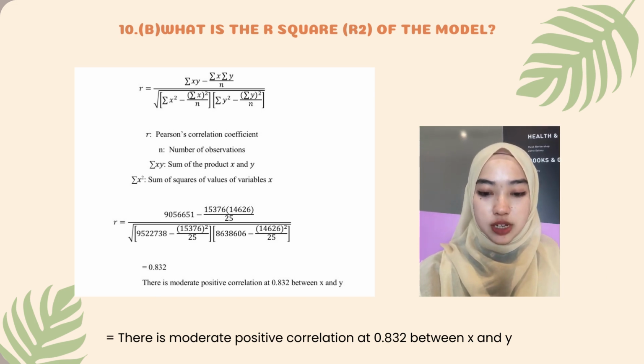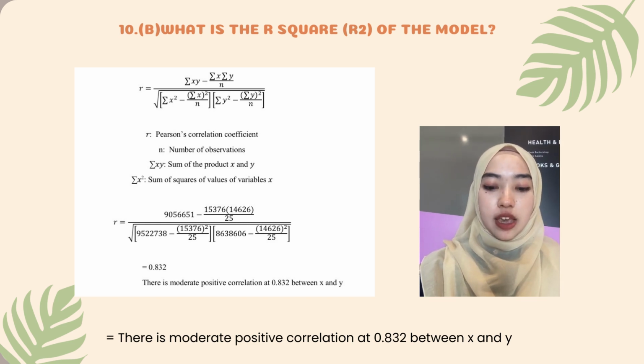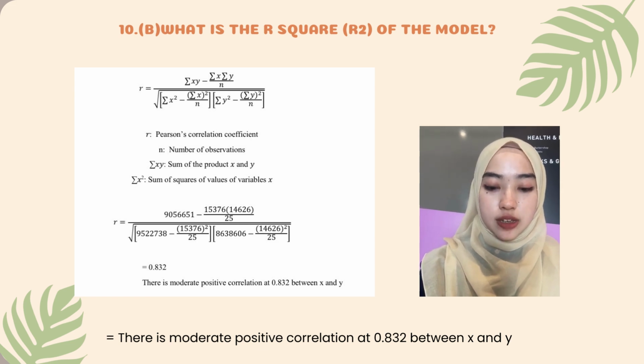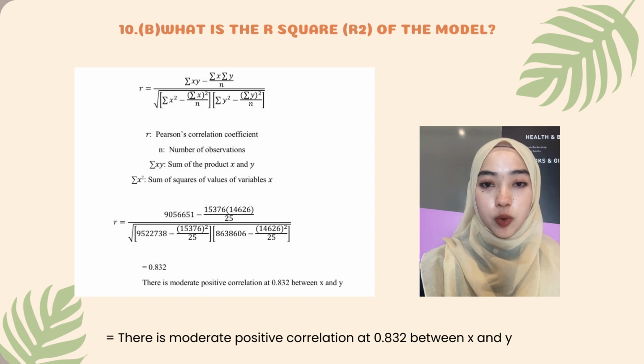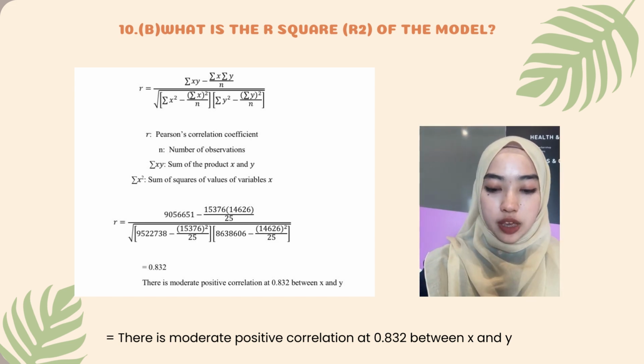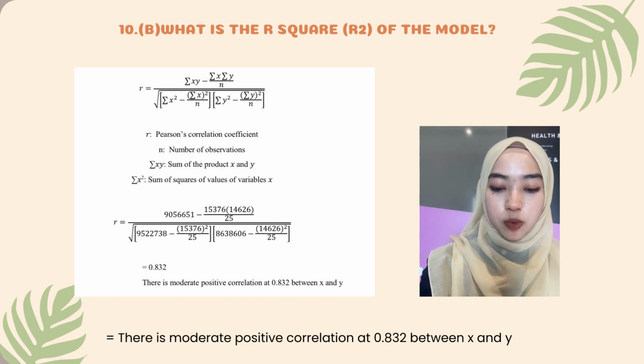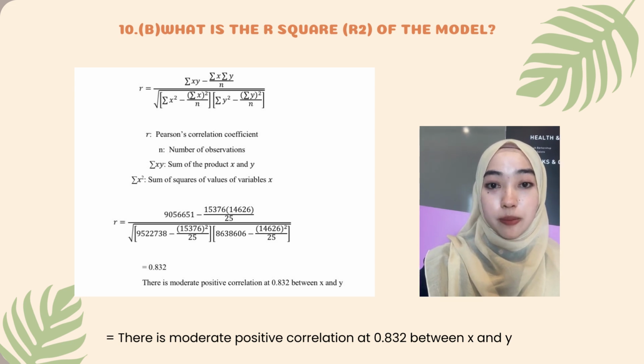So based on this formula, R is the correlation coefficient, N is the number of observations, sum of xy is the sum of the product of x and y, sum of x square is the sum of square of value of variable x, and the final answer is 0.832. There is moderate positive correlation at 0.832 between math score and English score.